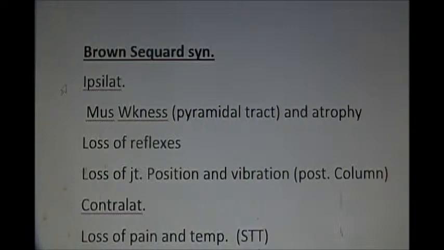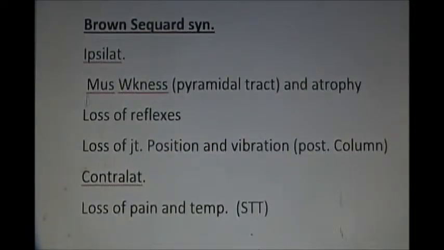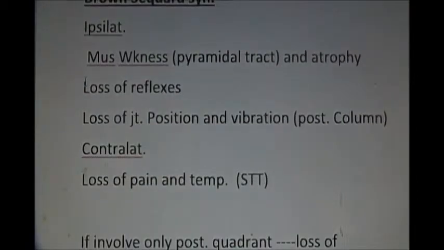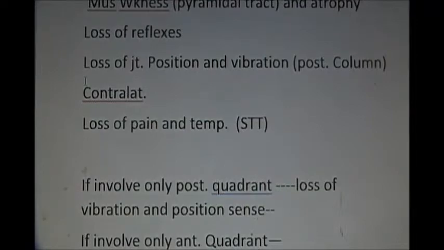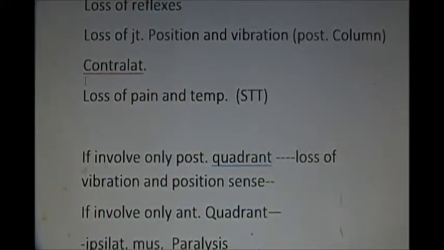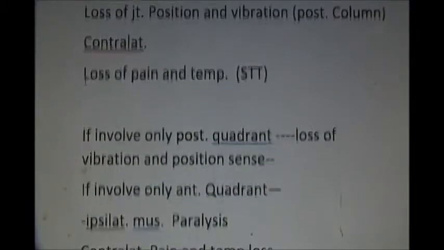The ipsilateral features it produces are muscle weakness due to the involvement of the pyramidal tract, because the pyramidal tracts in the spinal cord are in the lateral white funiculus, and then it produces atrophy of the muscles and loss of reflexes, and there is loss of joint position and vibration sense ipsilaterally because of the posterior column involvement, because they don't cross over there, they cross in the medulla, in nucleus cuneatus and fasciculus. But it produces contralateral side loss of pain and temperature fibers because of the involvement of the spinothalamic tract, which cross over a little, 1 or 2 segments, when they enter into the spinal cord.